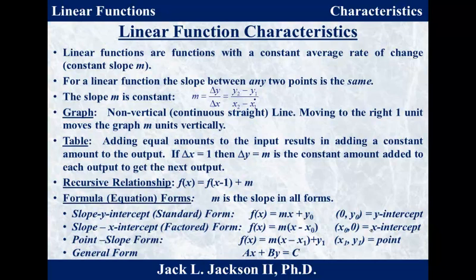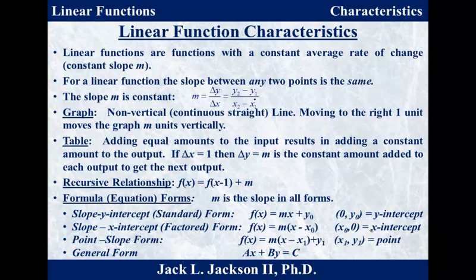In a table, we're adding equal amounts to the input. If your table is set up that way, then you're going to add the same amount each time to the output. Specifically, if you're adding 1 each time to the input, so delta x is 1, then delta y is the slope. It's the constant amount added to each output to get the next output. It's that common difference that you have each time when delta x is 1. So this just shows up in the recursive relationship that f of x is f of x minus 1 plus the slope m.